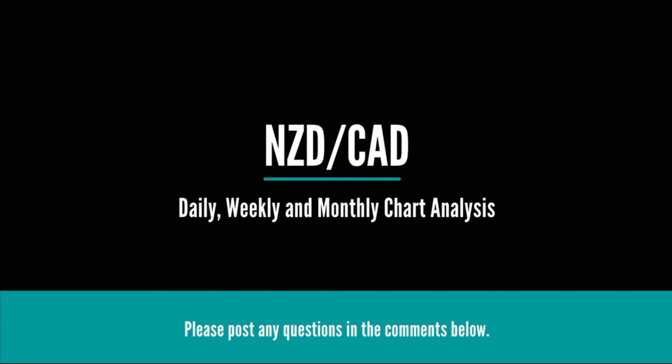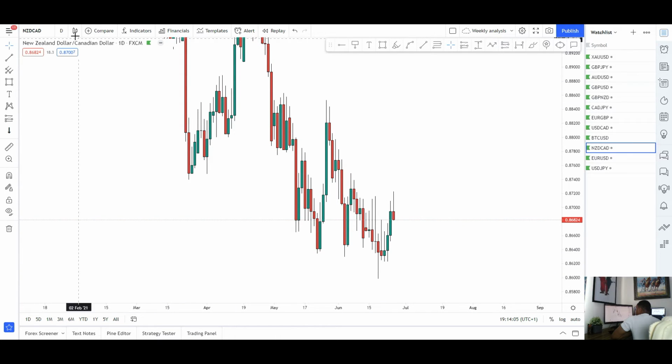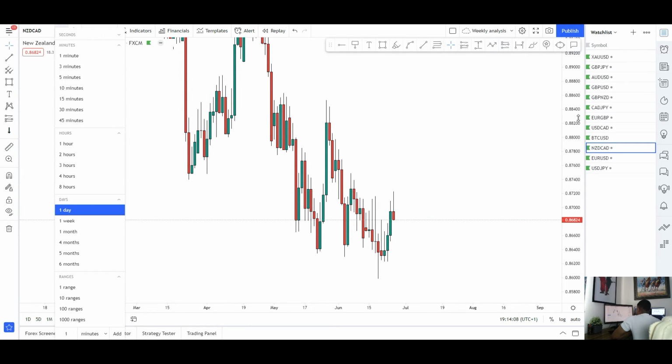Now let's take a look at NZD CAD. So for this pair, again, we did see some upside this week. Again, the market is still overly bearish for me.